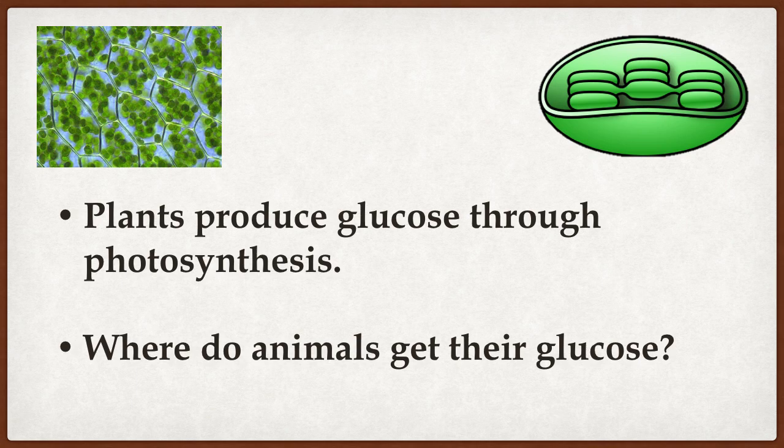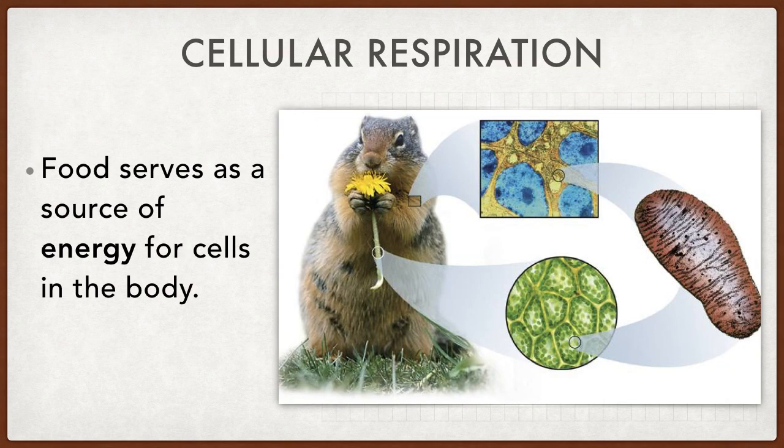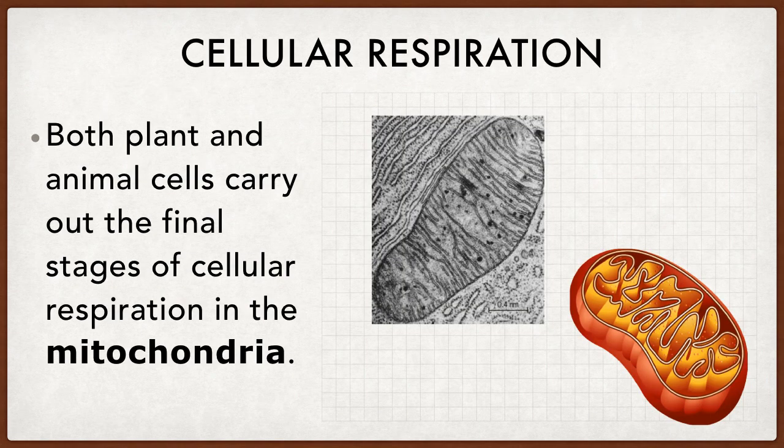So hopefully you've thought about it and realized that food, that's why we eat. Food gives us our energy for the cells. It provides us with glucose. Basically, anything that you eat with sugar, carbohydrates, all of that has glucose in it. So cellular respiration, this process is something that both plants and animals do, and they do it in their mitochondria.